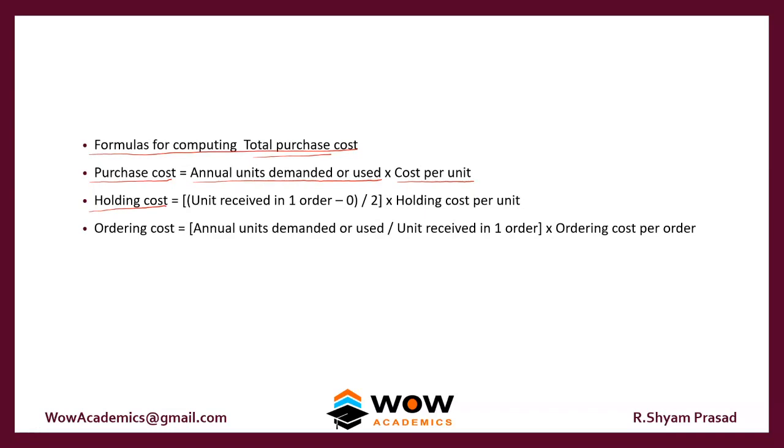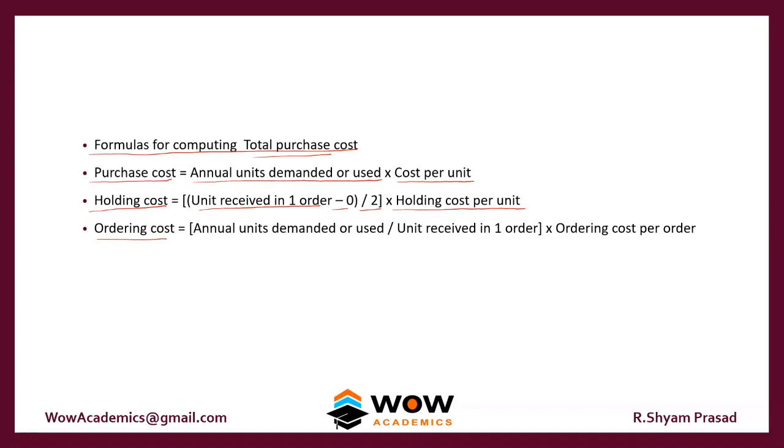Next one is holding cost. So in a single order, how many units we are receiving? Minus 0, divided by 2, the entire thing divided by 2. This gives the average holding, and multiply it by the holding cost per unit. That will give you the holding cost.